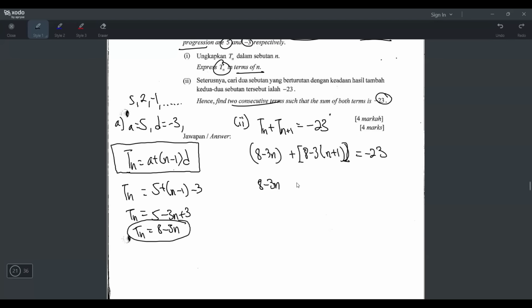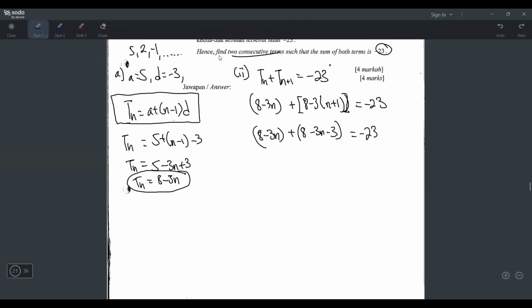So 8 minus 3n plus with, okay, ini 8 minus 3 tak boleh buat dulu. You tak boleh buat 8 minus 3, 5 macam ni, salah tau. Because you have to do multiply first. You have to do bracket first. So the 8 cannot do first. Negative 3 times n, negative 3n, negative 3, ini cara betul. Okay, there is a bracket here, and then equals negative 23.